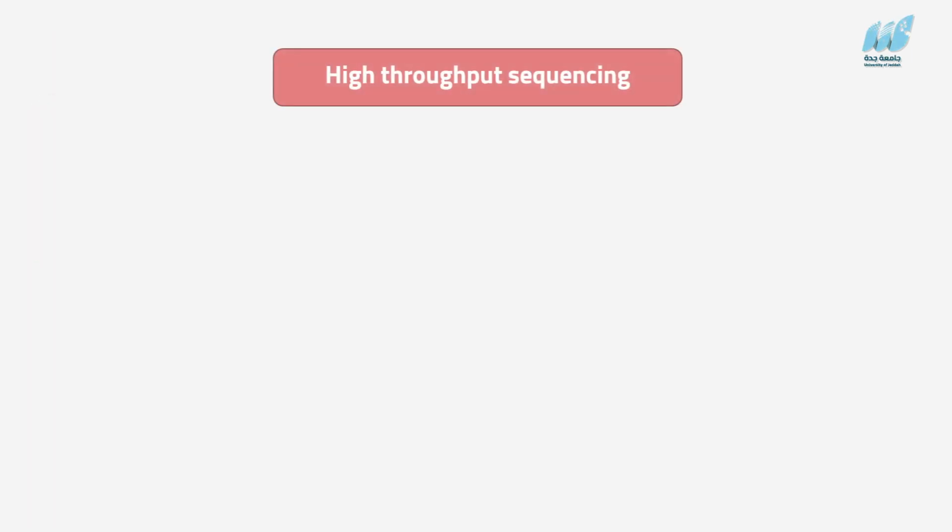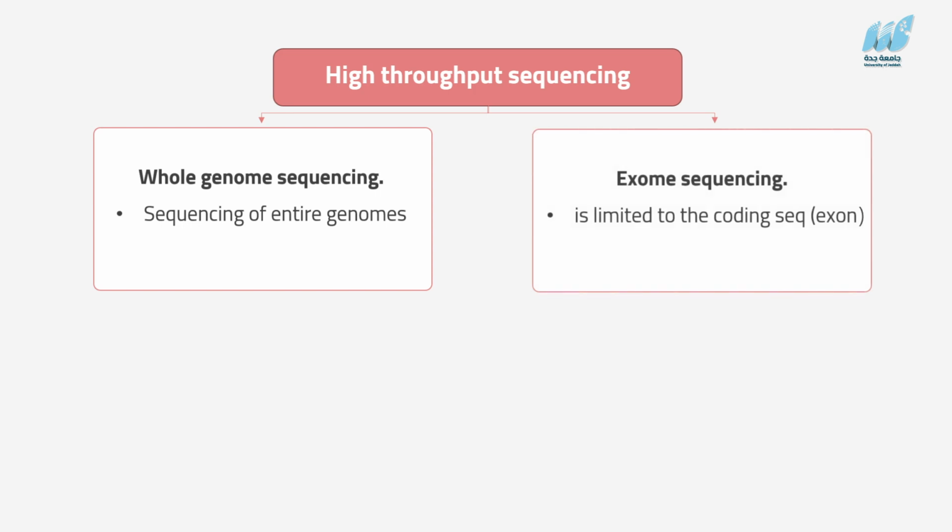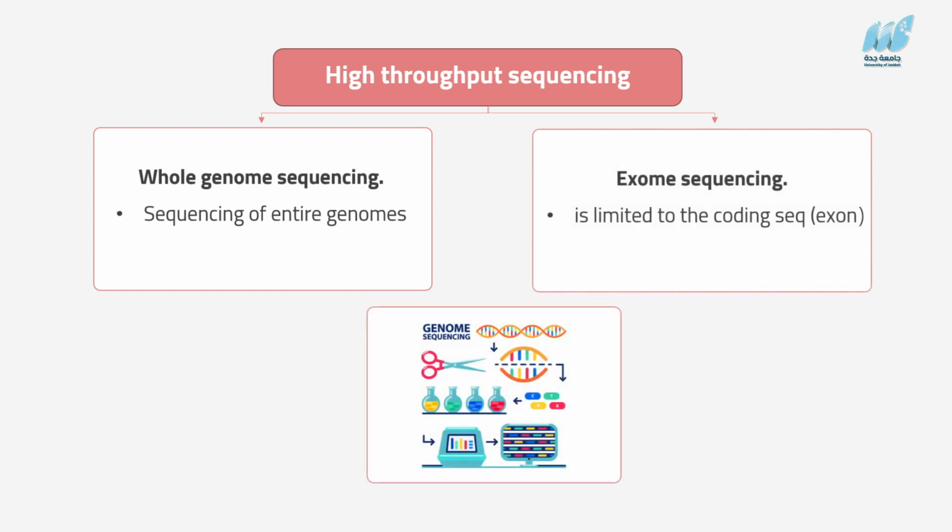High-throughput sequencing methods allow the sequencing of millions of individual DNA molecules. There are two types of high-throughput sequencing. The first one is whole genome sequencing, which sequences the whole genome, the coding and non-coding DNA. The second type is exome sequencing, which is limited to the coding sequence, the exons. These techniques enabled researchers to identify mutations in the functional region in the genes. Whole exome and whole genome sequencing have been used to detect de novo mutations in a variety of conditions, especially for undiagnosed rare diseases.